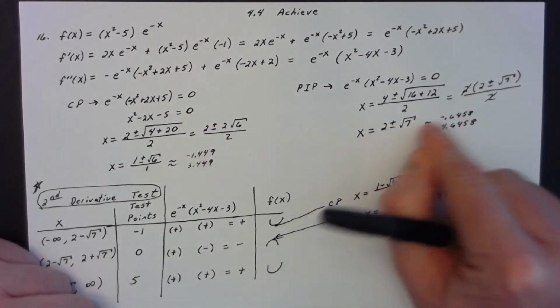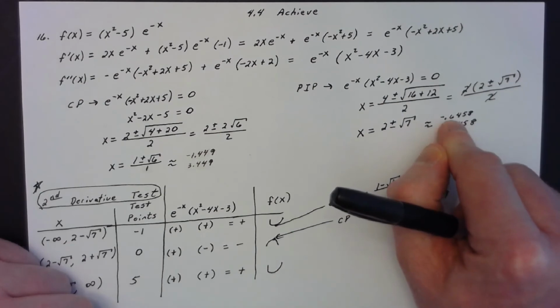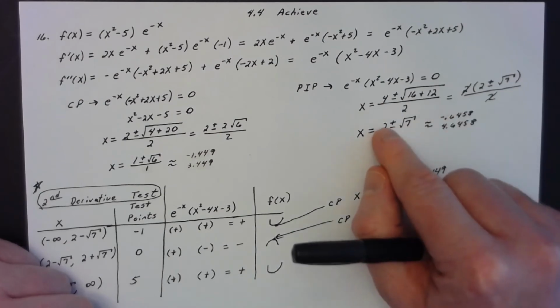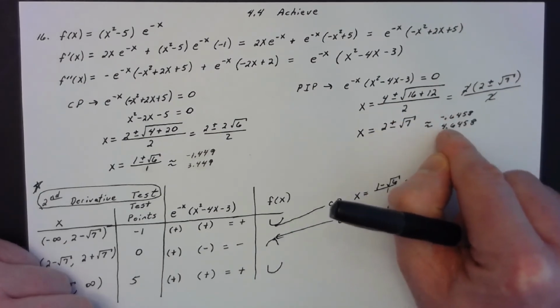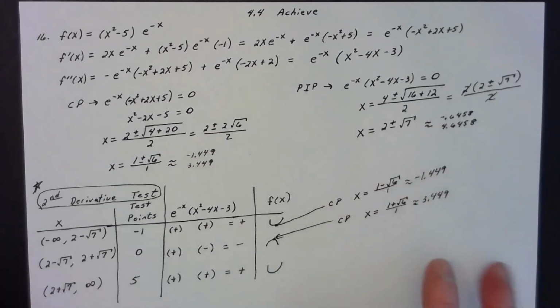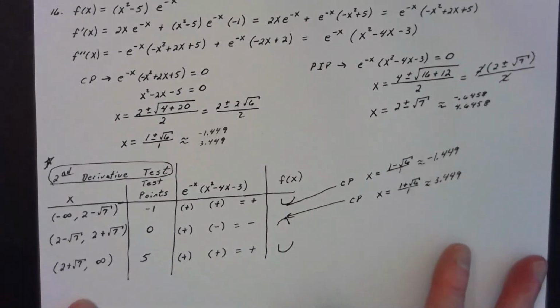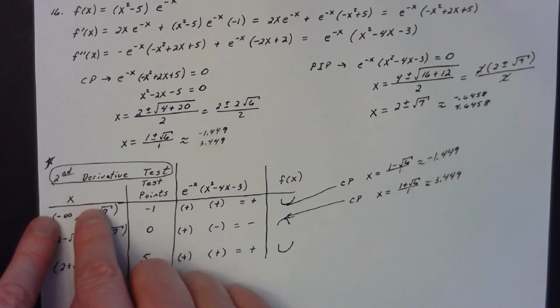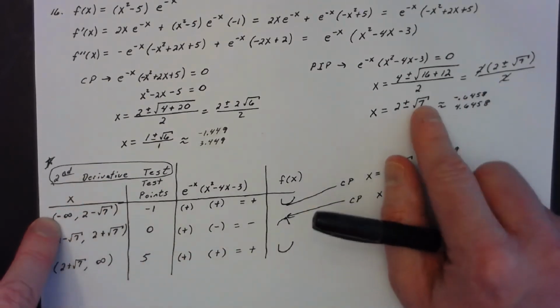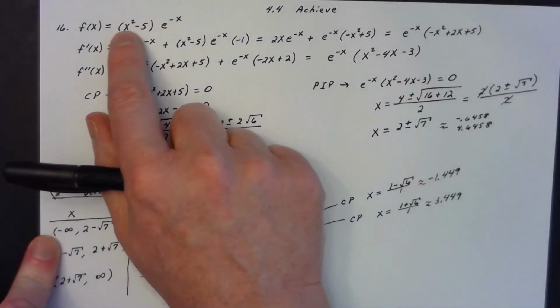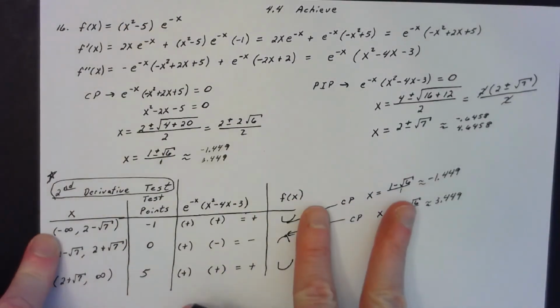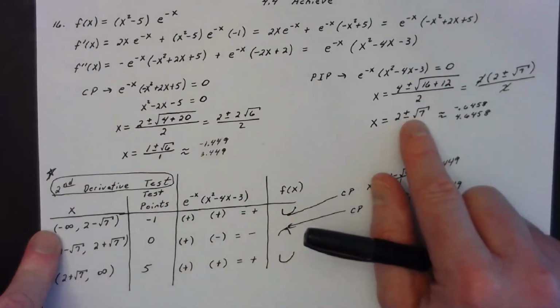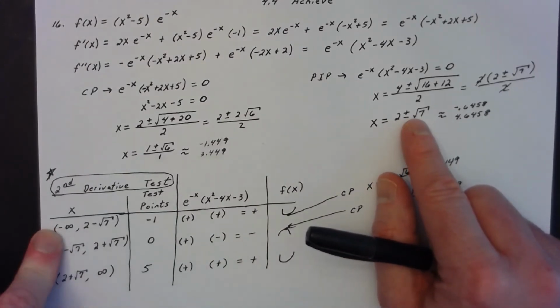2 minus the root of 7, approximately -0.646. 2 plus the root of 7, approximately 4.646. So now, when I do the second derivative test down here, let's think about our test intervals. The test intervals are the domain of this function, which is all real numbers, broken apart by your potential inflection points. That's the only time this function could change concavity.